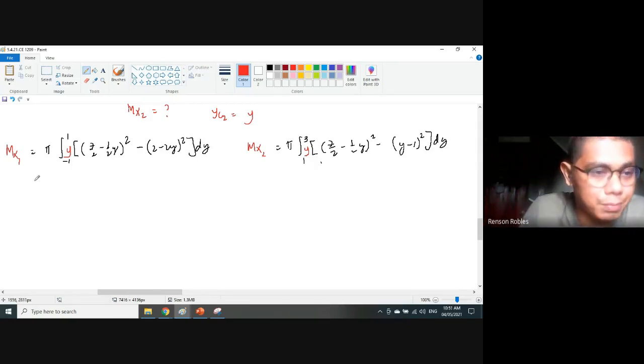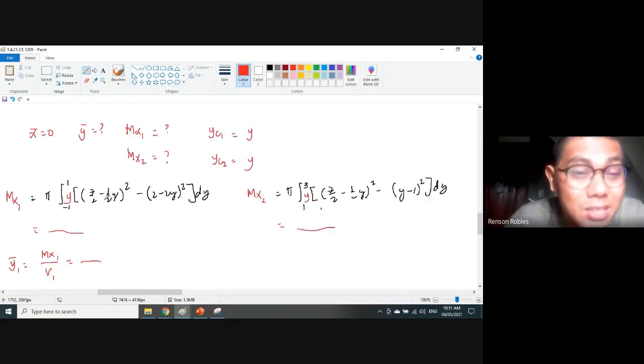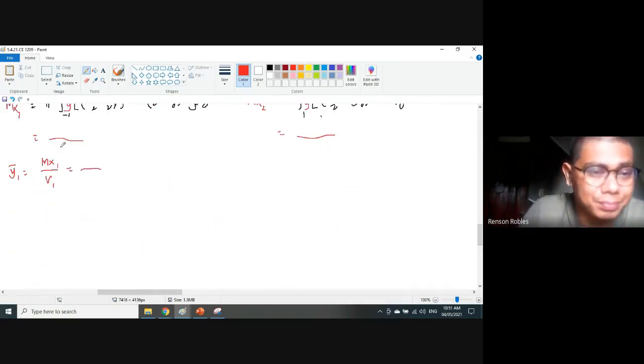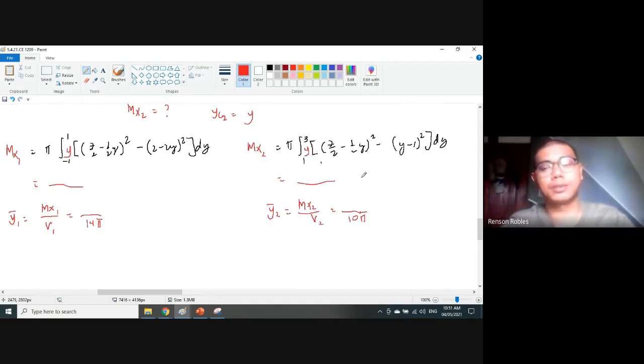So we solve for those moments. You do this on your sheet, ha? Thank you. And then we compute for bar y1 equals moment in x1 divided by v1, where v1 is 14 pi. Then bar y2 equals moment in x2 divided by v2, where v2 is 10 pi. Okay, can you do this first? Thank you.